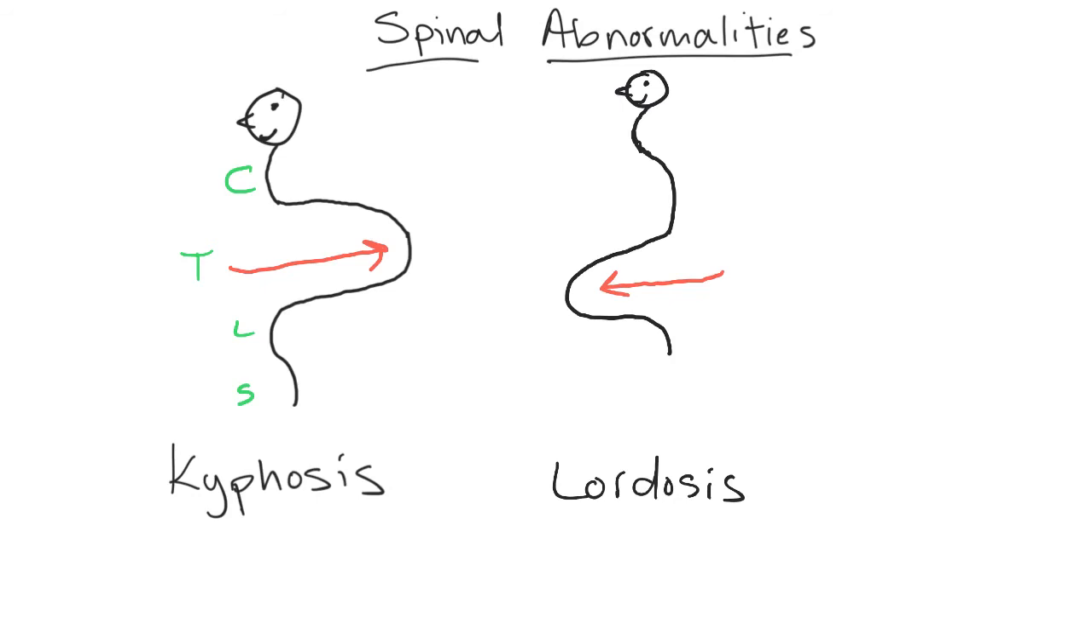All right, so this is occurring in the lumbar region. And it's called sway back, so it basically makes your posterior, your derriere, stick out.